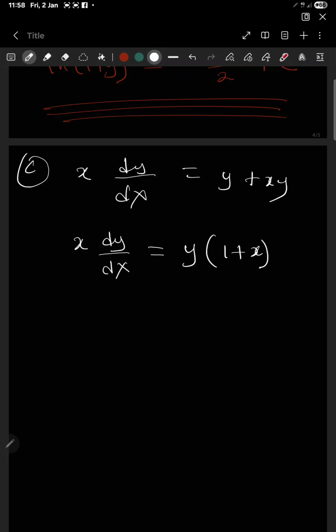Now, after I've done this, what you can simply do is to now separate the variables. So I'm saying whenever you separate the variables, start always by multiplying this side by the dx, this side also by the dx.